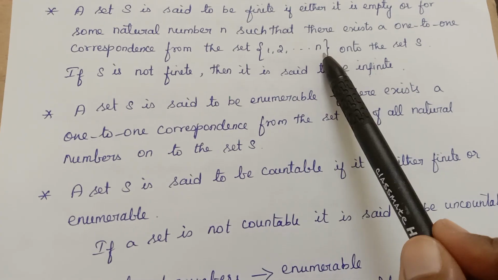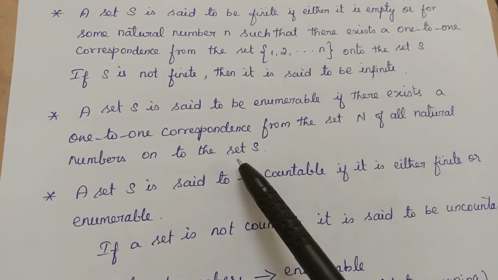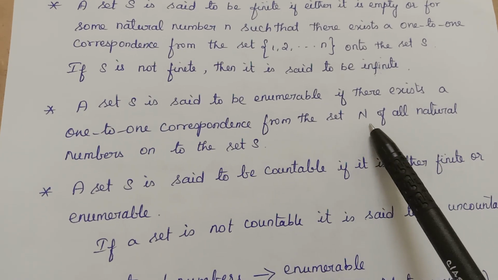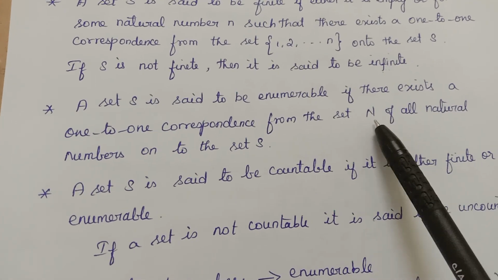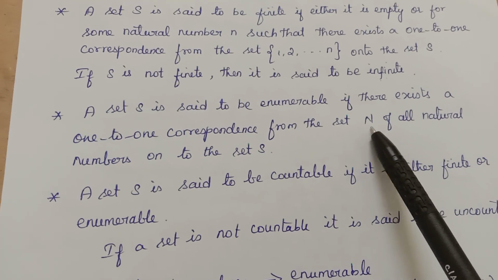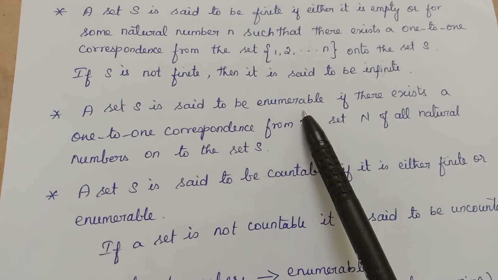Here you have taken a finite set. Now here you have to take what? Natural numbers. From natural numbers to the set S, you have to establish a one-to-one correspondence. Because natural numbers is the set used for counting, no? For counting purpose or arranging purpose, no? So from natural numbers, you have to establish a one-to-one correspondence to the required set. So if there exists a one-to-one correspondence, the set is said to be enumerable.